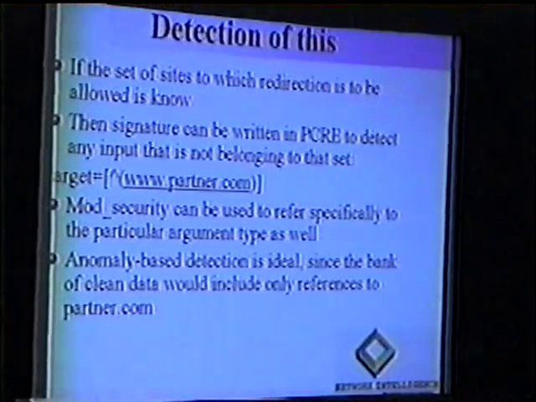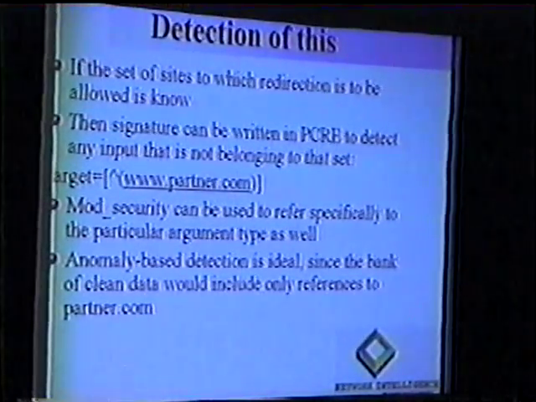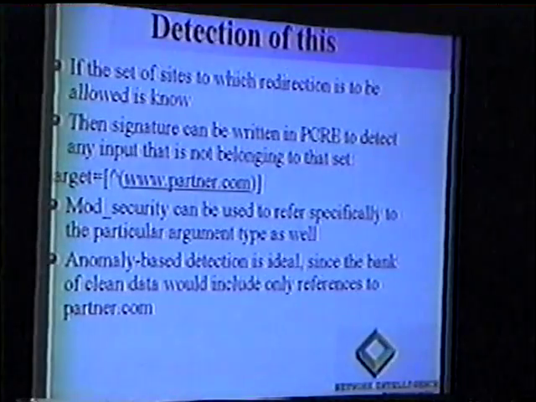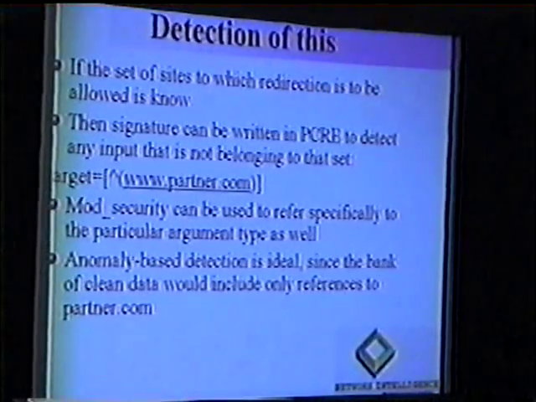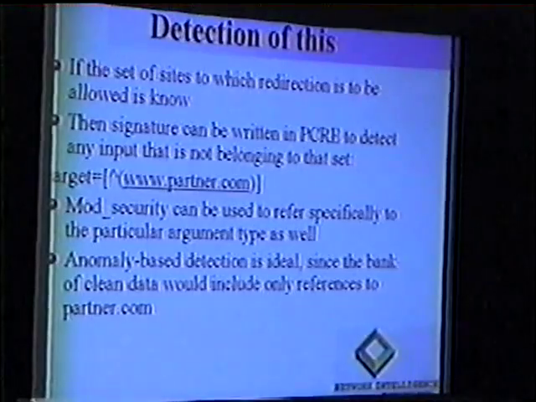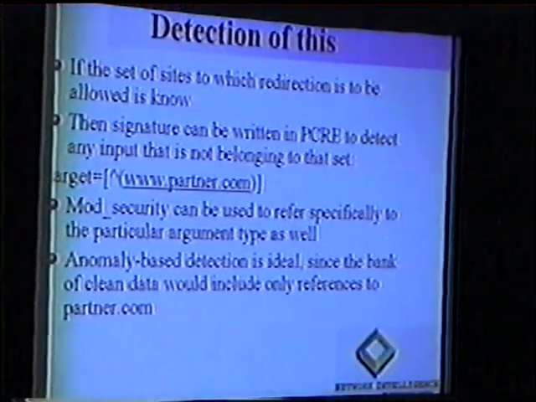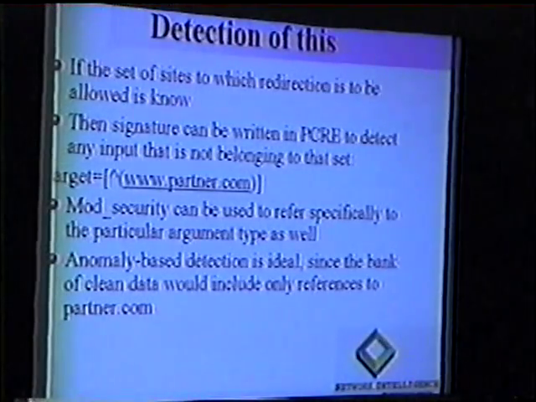Now it's not going to be easy to write a signature for this because the range of sites that you could be sent to is infinite. So what we are looking at is actually writing a white list of sites where a user should be redirected to and then blocking out everything else. This is again not possible with Snort. You can't do that with Snort.